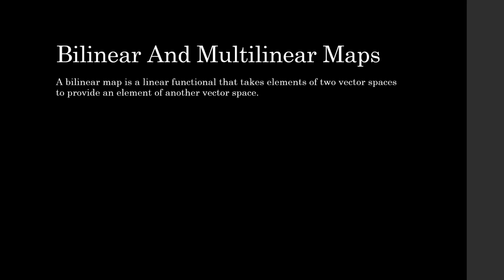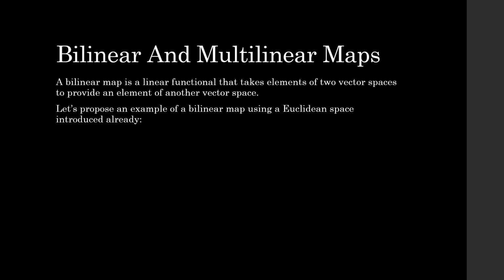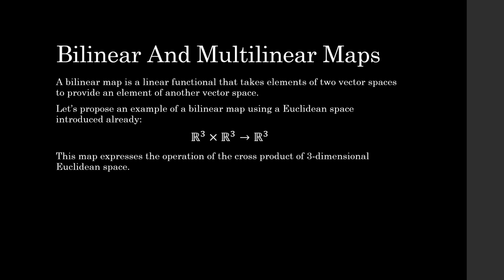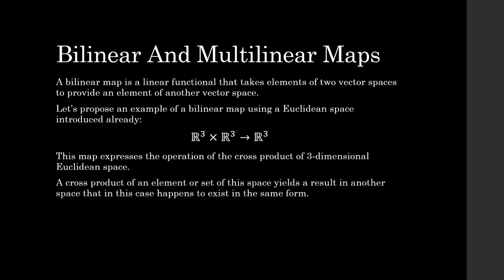So, what are bilinear and multilinear maps? A bilinear map is a linear functional that takes elements of two vector spaces to provide an element of another vector space. So let's go ahead and propose a basic example of a bilinear map using a Euclidean space already introduced in a prior video. So the cross product of R3 with R3 maps to R3. This map expresses the operation of the cross product of three-dimensional Euclidean space. So a cross product of an element or set of this space yields a result in another space that in this case happens to exist in the same form.